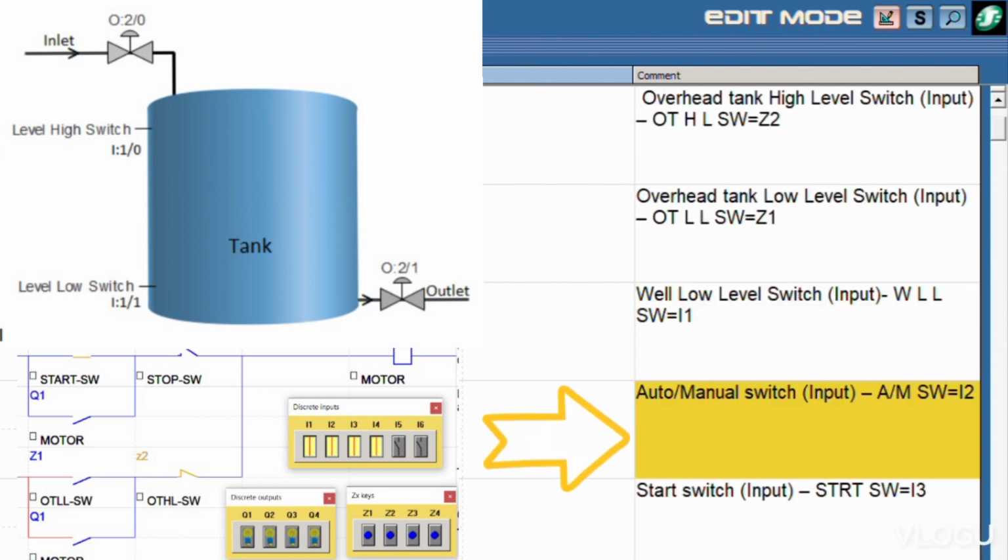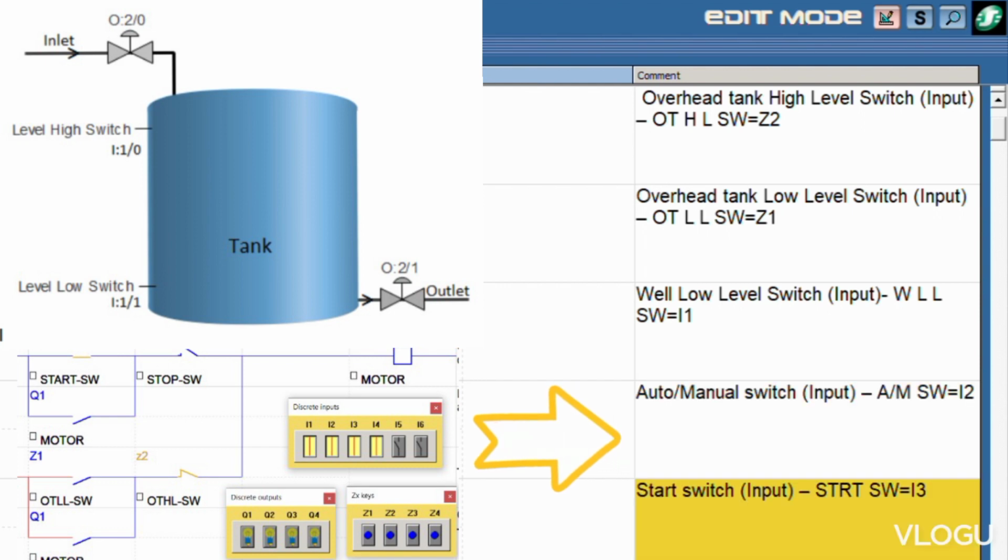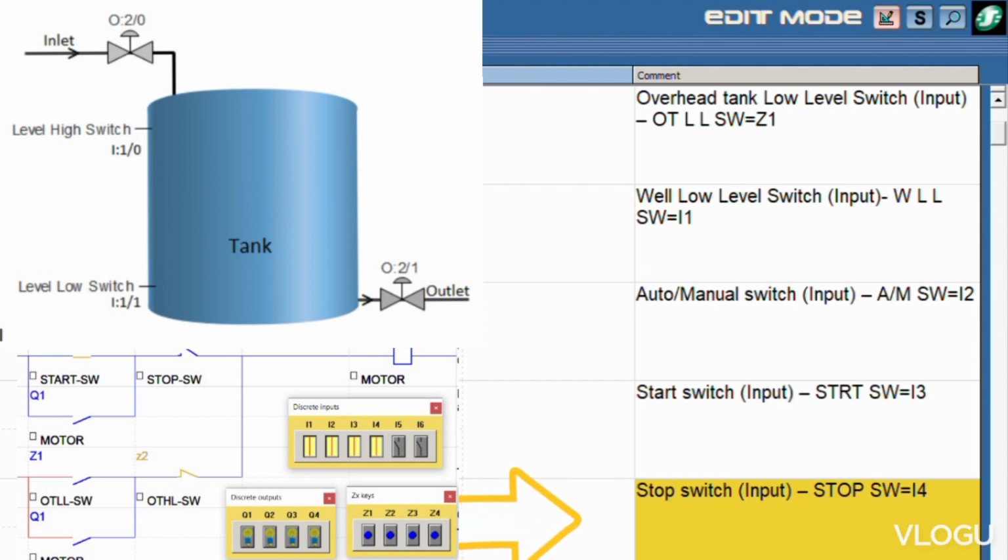Then auto manual switch input, AM SW, which is I2. Then start switch input, START SW, which is called I3. Stop switch input, STOP SW, which is called I4. Then our motor pump run, motor coil output, MTR COIL, which is called Q1.